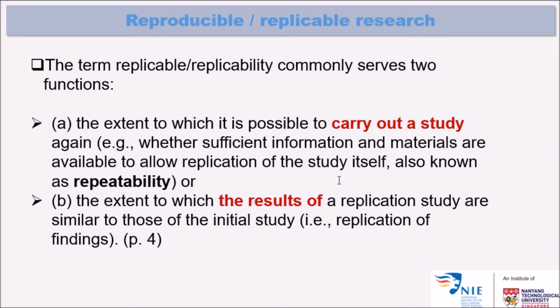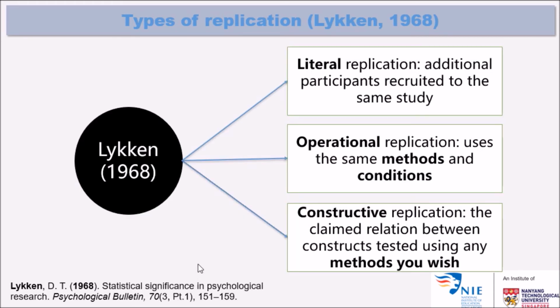Now I'm going to review with you 3 frameworks that differentiate between different kinds of reproducibility or replicability research. 2 of them come from psychology research, and 1 of them is from second language writing or applied linguistics. Let's go through the first one, which was proposed by Lykken in 1968 in a paper published in Psychological Bulletin. Lykken differentiated between 3 types of replication research: literal, operational, and constructive. I'm going to go through these and provide examples.